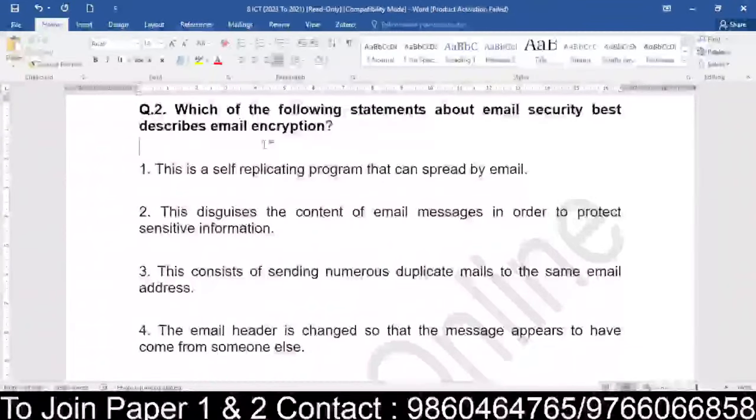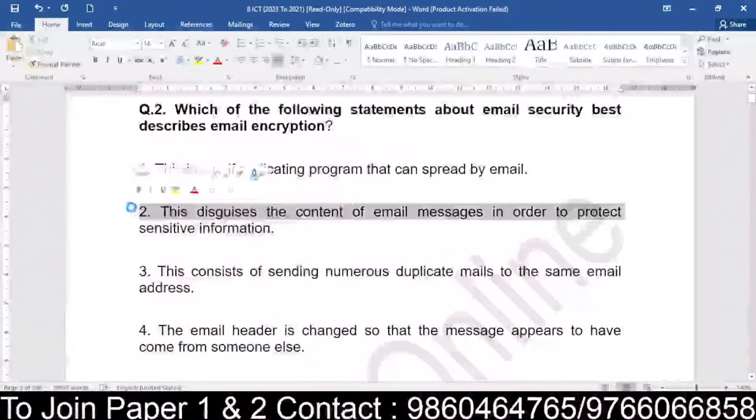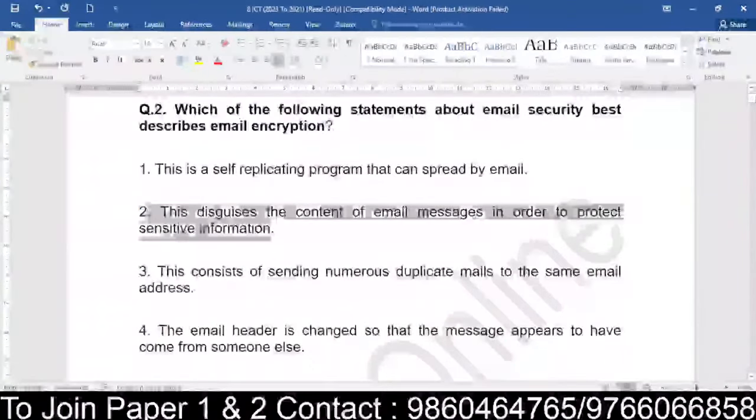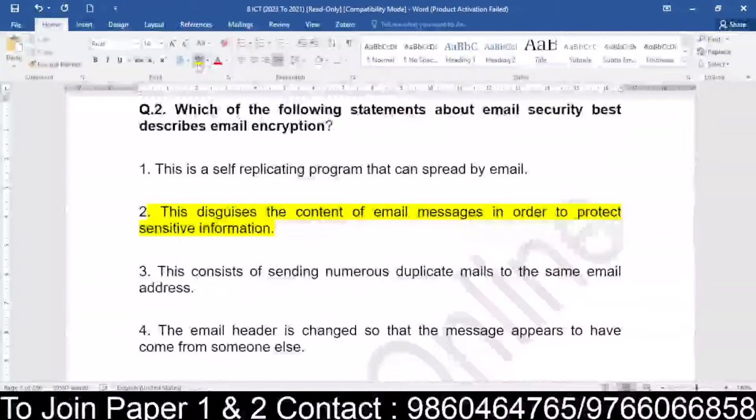So let's see. From the given statements, the statement which talks about email security and best describes encryption says that the content of email messages is disguised in order to protect sensitive information. So basically it is indicating the disguised content, in order to ensure that the sensitive information is protected. And that's what the statement is with respect to email security.